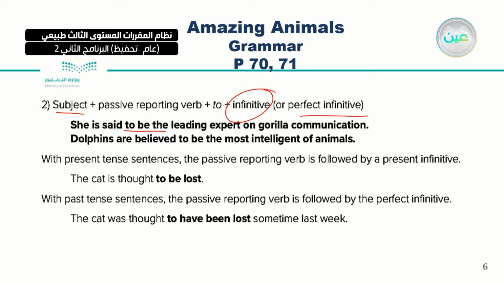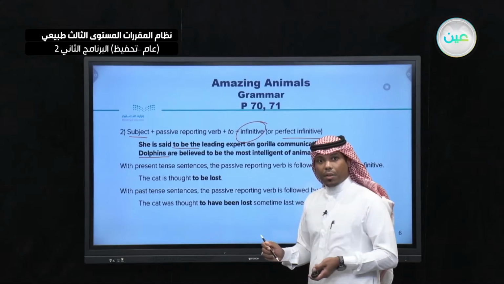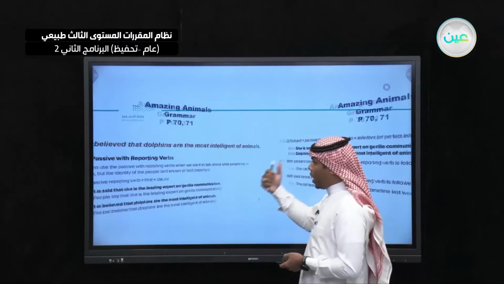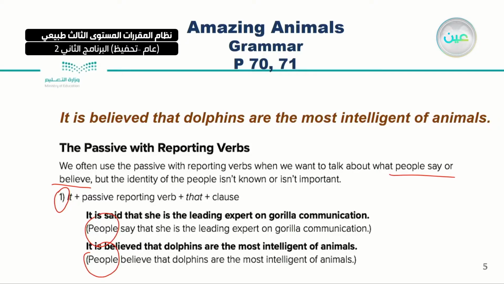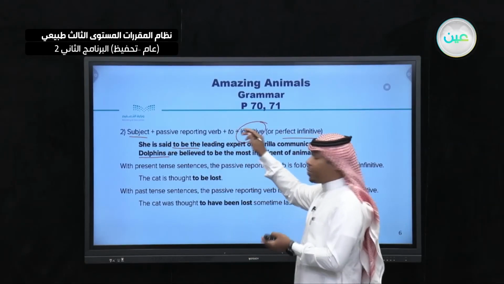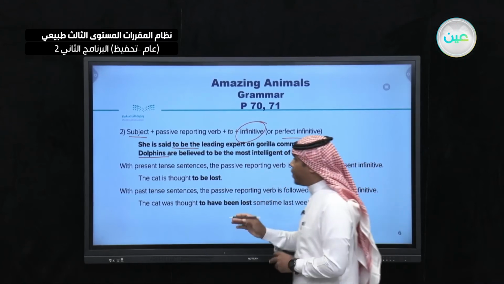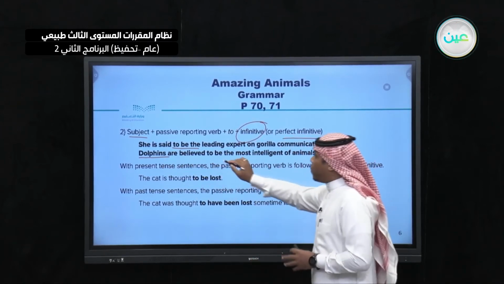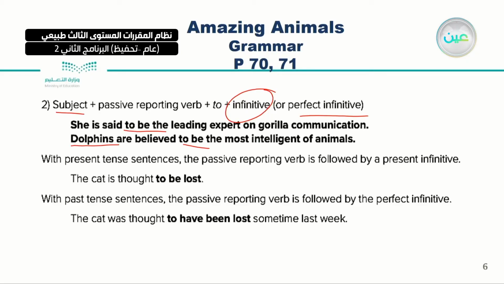And dolphins, here I'm talking about dolphins, okay, because the first one we used what? We used it, okay, and the passive reporting verb. But now I'm using the subject and of course the passive, but we have to use the infinitive here, okay. Dolphins are believed to be, okay, infinitive, to be, the most intelligent of animals. And of course, if we use the present tense in the sentence, the passive reporting verb is followed by what? The present infinitive.